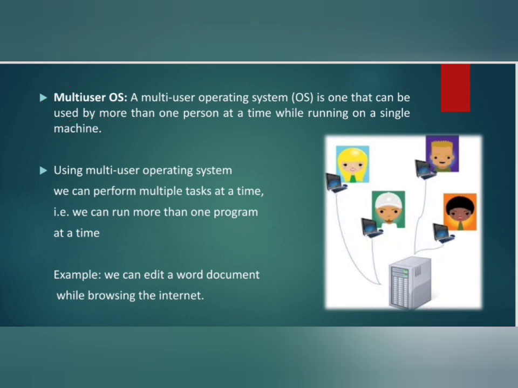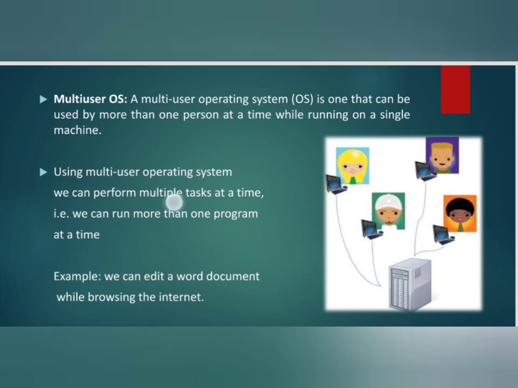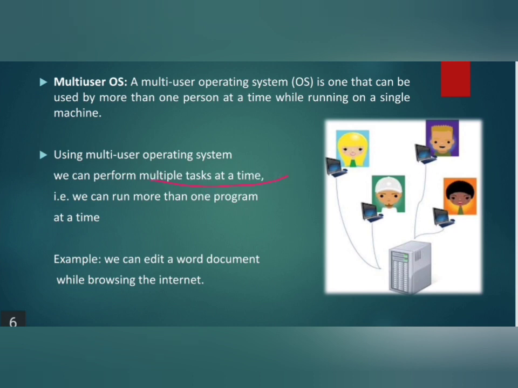Again, using a multi-user operating system, we can perform multiple tasks at a time. That is, we can run more than one program at a time. Obviously it's possible. Suppose this user is using MS Word, this user is using Photoshop, this one is using, suppose, WhatsApp, and that person is using, suppose, Facebook. So every user is using a different application or program. But where is the OS? The OS is on one single machine, but more than one user is using it, correct? That's why in multi-user we can run more than one program at a time.